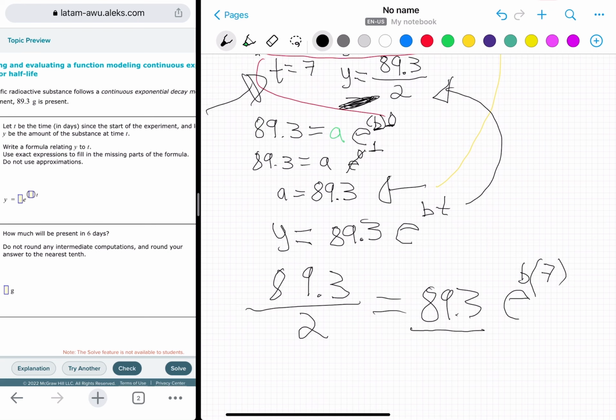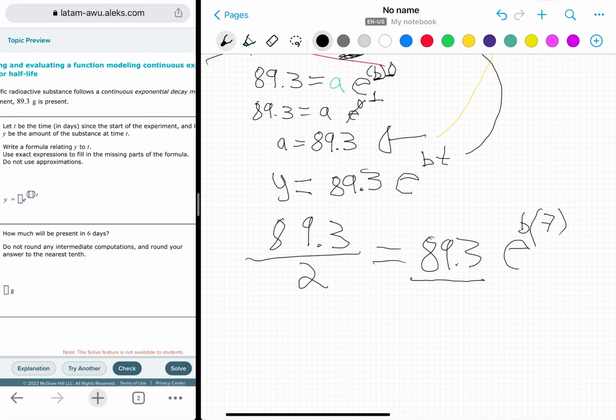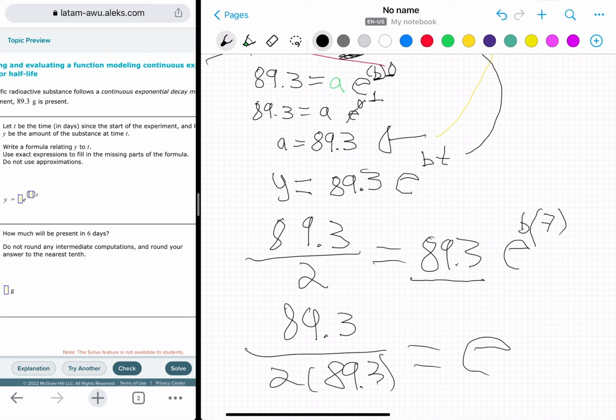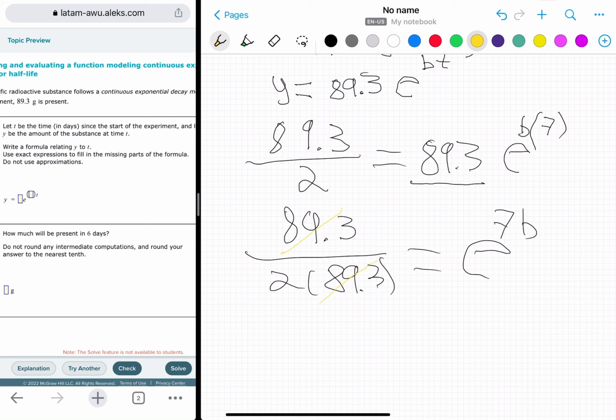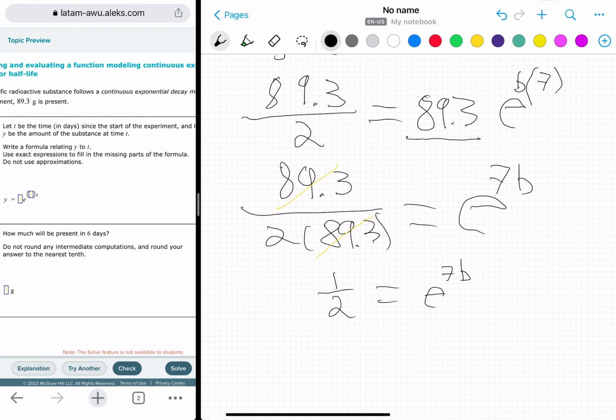I will take this number to the right side because I need my b to be alone, so I will have this as 89.3 over 2 times 89.3 equals e to the 7b. Now, I know that this number and this number can be divided into one number. So I'm going to have 1/2 equals e to the 7b. Now from this point, so that I can solve this exponential equation, I will apply a natural logarithm on both sides. So I will have the natural logarithm of 1/2 equals the natural logarithm of e to the 7b.